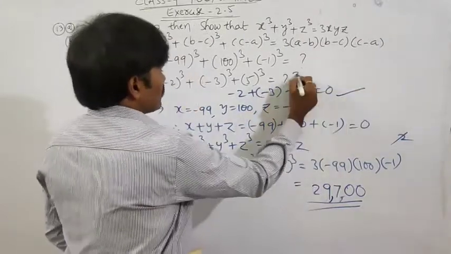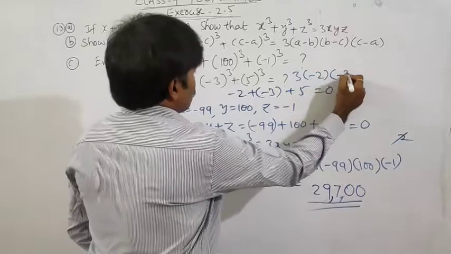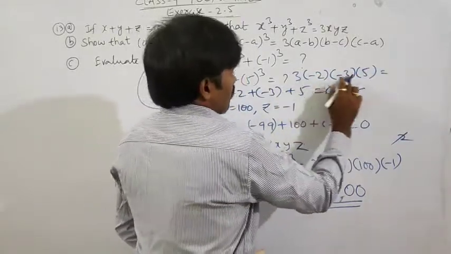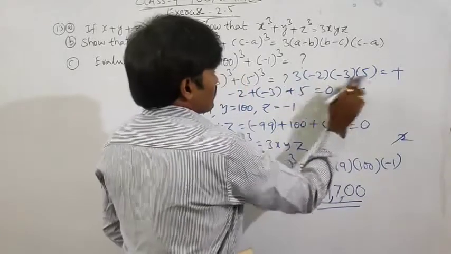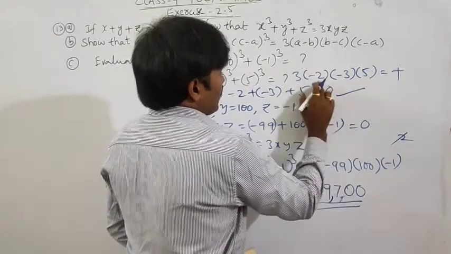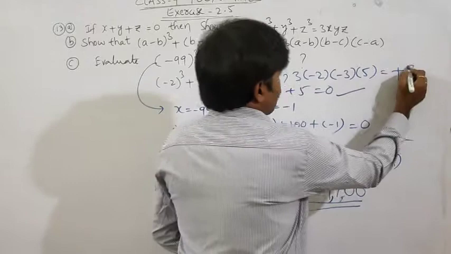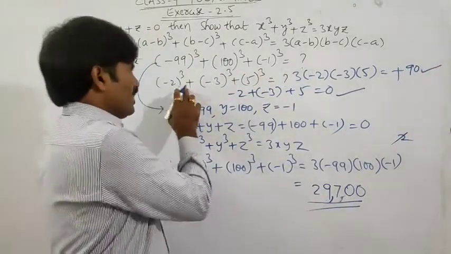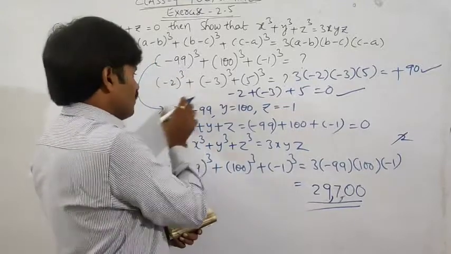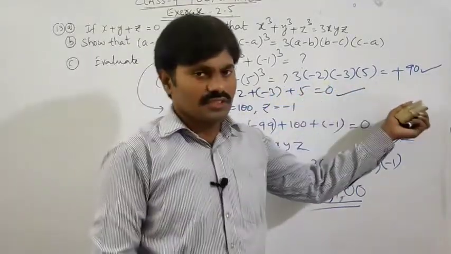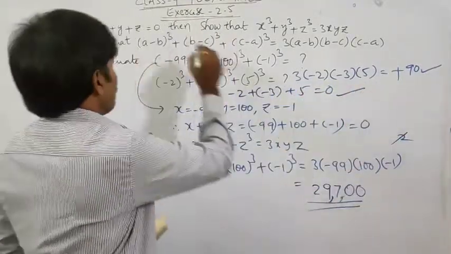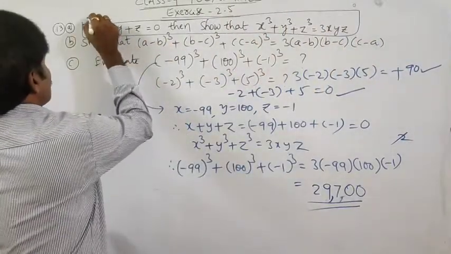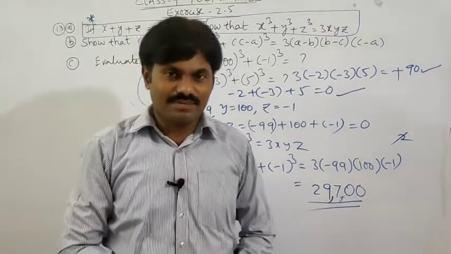So the answer for this is 3 into minus 2 into minus 3 into plus 5. So the final answer is plus, minus into minus is plus, 5 3s are 15... 5 times 3 is 15, and 6 times 15 is 90. So plus 90 is the answer. Okay, clear. Instead of expanding term by term, we can approach by using this formula. So it is a most important result. Is it clear, my dear students?